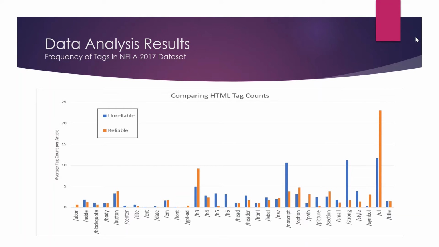The first step taken in this research was to determine if there was a significant difference in the tags used by reliable and unreliable sources. This image shows the tags that had a stark difference between the reliable and unreliable frequencies. Note how the tags such as noscript, style, and strong have far higher occurrences in reliable than unreliable sources, while tags such as UL, H3, and symbol had far higher frequencies in unreliable sources than in reliable sources.